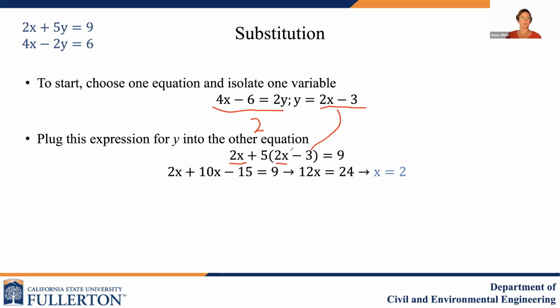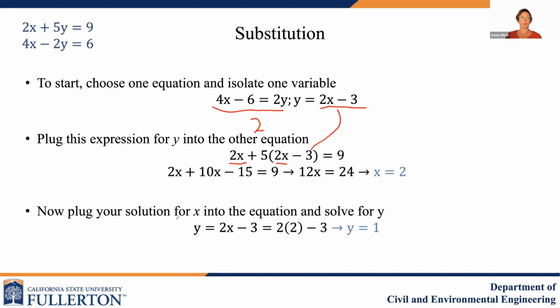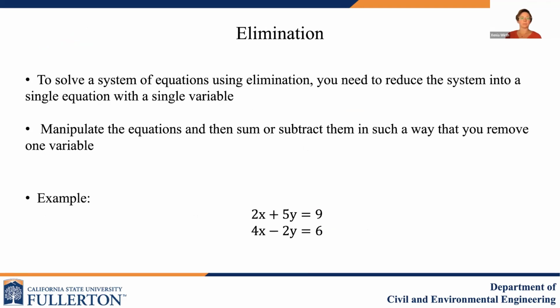Distribute the 5, 10x minus 15, and solve: 12x equals 24, and x is equal to 2 is the solution to that. I plug my solution for x into the first equation and solve for y. So now that I have that y is equal to 2x minus 3, I plug in my solution for x, where x is equal to 2, and I solve that y is equal to 1.